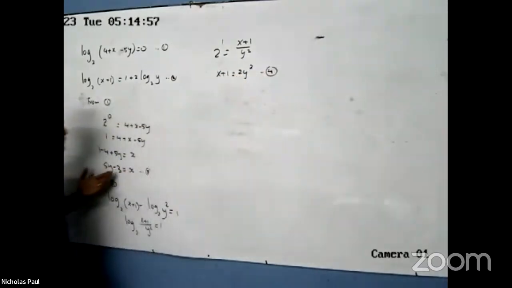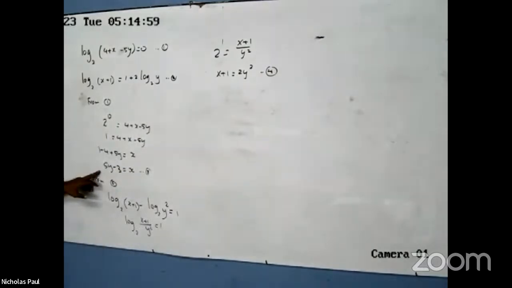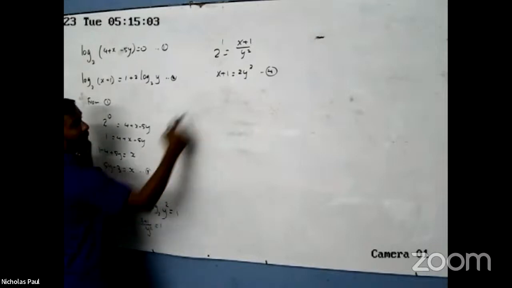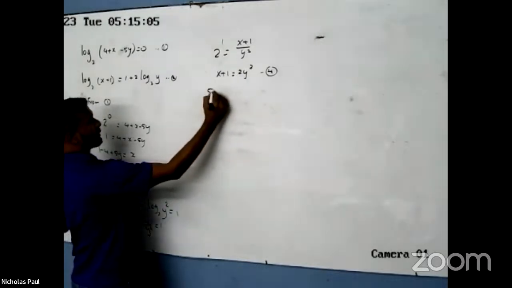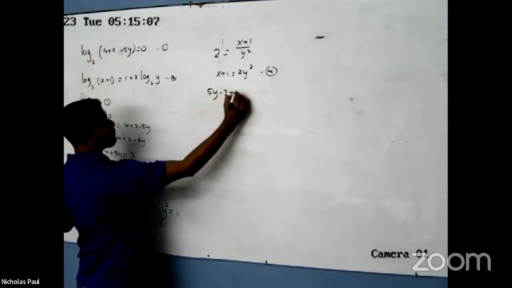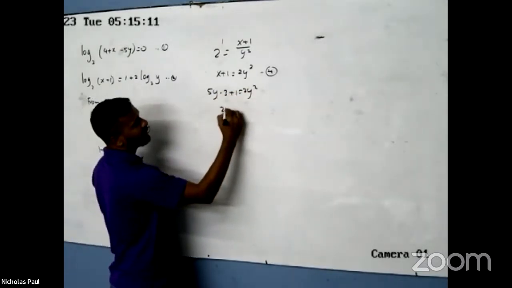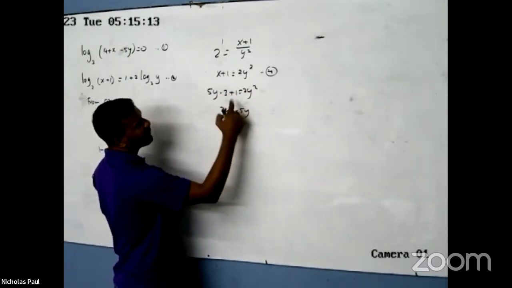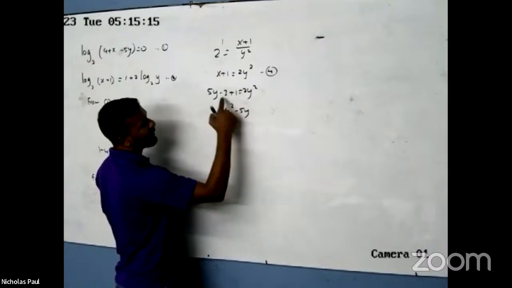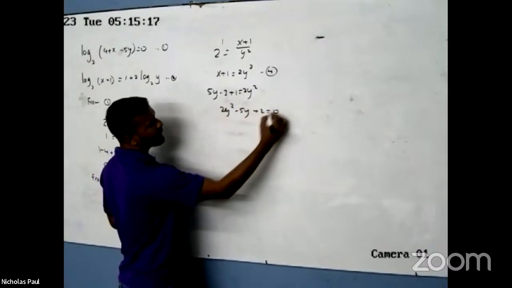Right, now I have two equations that I can easily solve. So I can solve equations 3 and 4. I'm going to put x in here, so that's 5y minus 3 plus 1 is 2y squared. I have a quadratic, so I'll get 2y squared minus 5y plus 2 is 0.